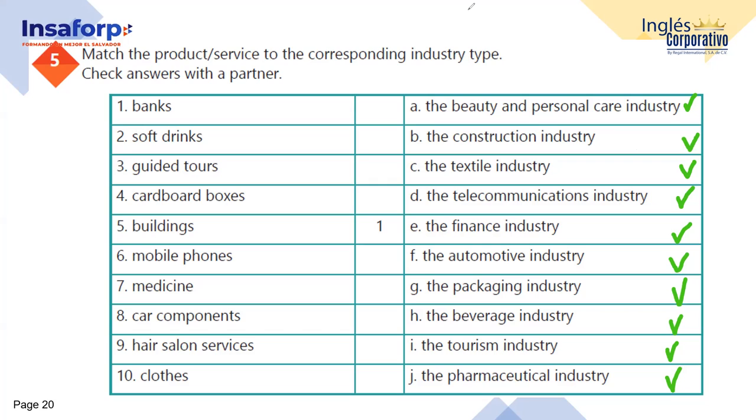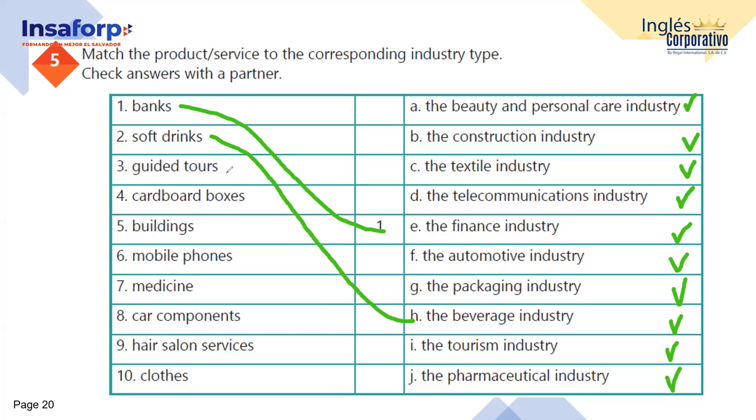Now, yes. Banks, to which industry do you think it goes? Letter E. Okay, the one that is done. Number two. Soft drinks. The beverage industry. H. The beverage industry. Okay, let us say the name of the industry. Can you tell me the name of the industry? The beverage industry. Okay. So it means that we are going to go here, the beverage industry.